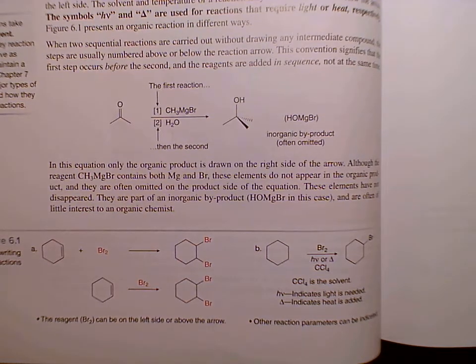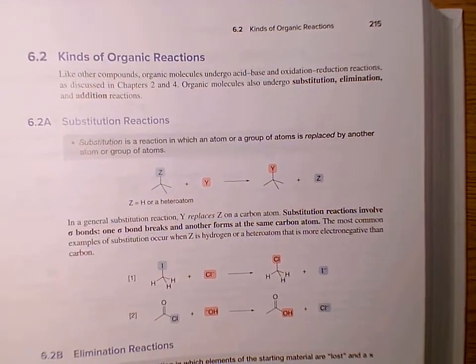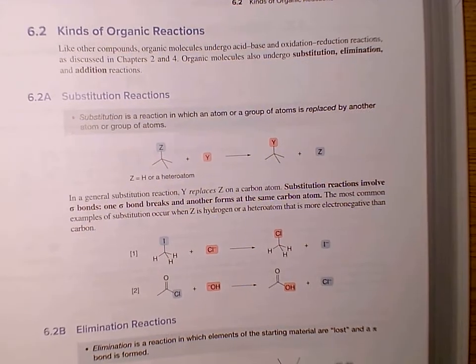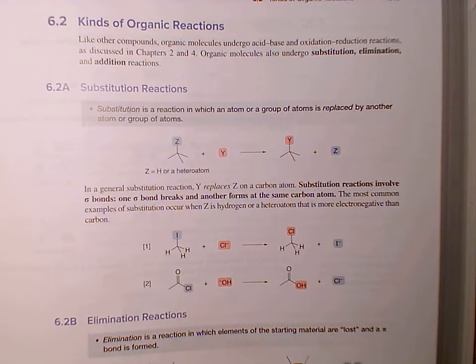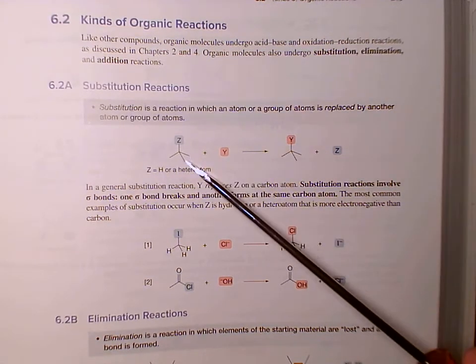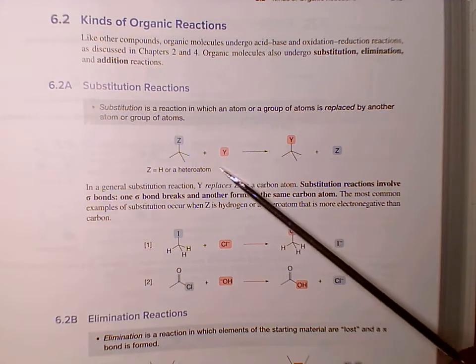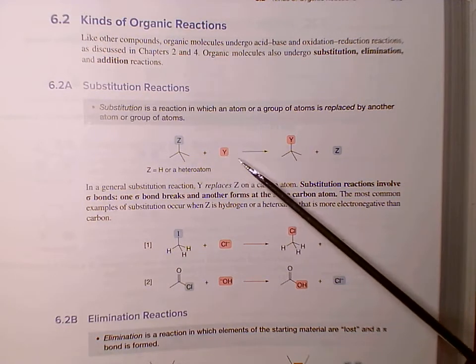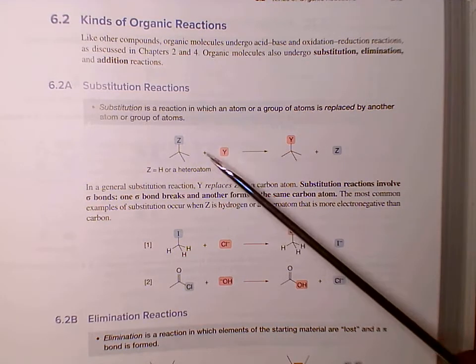Okay. Now let's look at the kinds of organic reactions that we're going to be looking at. The first is a substitution reaction. In the next chapter, chapter 7, is all about substitution reactions. Very straightforward. You have an organic molecule with some group on it. They call it Z here. And you react it with some group Y, and Y substitutes for Z. Z was on there. You react it with Y.